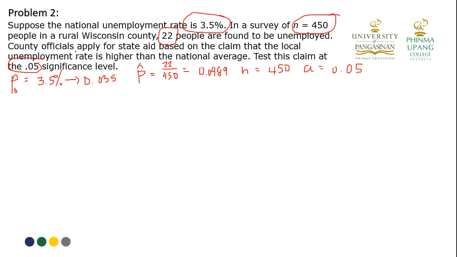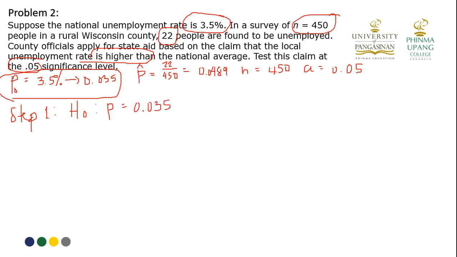Tuloy mo yung pagbabasa. Kung county officials apply the state aid based on the claim that the local unemployment rate is higher. So, may word na higher, automatic po na one-tailed. Step number 1, yung HA natin, H0 natin, palaging nagre-rely sa piece of note. So, ibig sabihin po, yung P natin is equivalent daw siya 0.035. Tapos, yung HA natin, since higher, so greater than ulit.